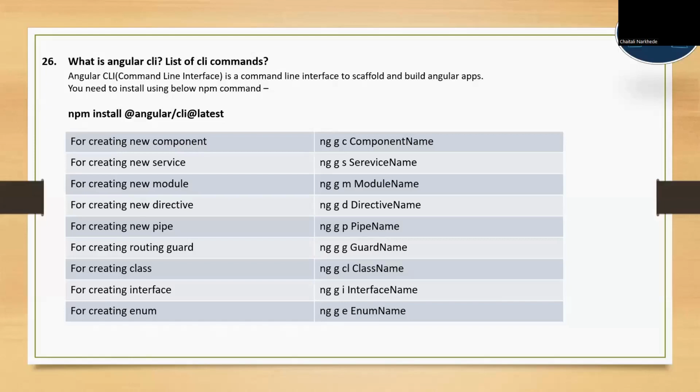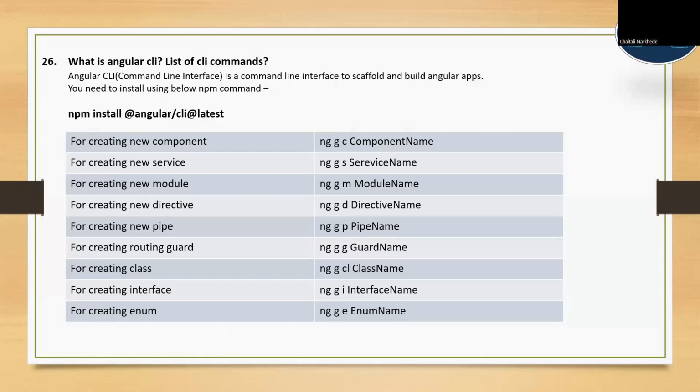Let's move to the next question. What is Angular CLI and the list of CLI commands? Angular CLI is a command line interface to scaffold and build Angular apps. To install the latest version of Angular CLI, you can use npm install @angular/cli@latest. For creating a new component, we use ng generate component name.